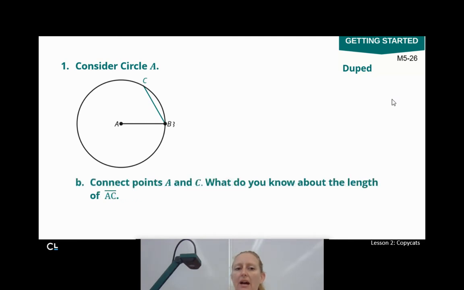And I now would like you to connect points A and C. And then I want you to tell me, what do you know about the length of AC? Hit pause, write it down, hit play when you're ready to check your work.